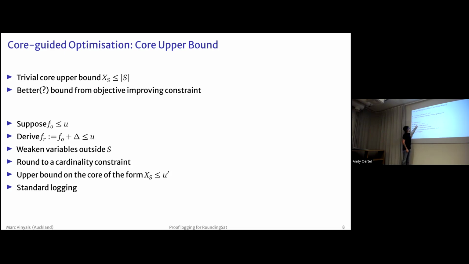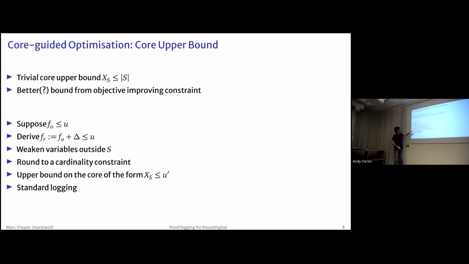And then if we've got this reformatted objective, and we want to find an upper bound for our core, something we can do is say, okay, let's take all the variables that are outside of the core, weaken them, and now we'll get some sum over variables in s, and it's going to be less or equal than something. If that something, u prime, is now less than the size of the core, now we've got an upper bound on the size of the core that's better than what we would get trivially. And we might want to use that.